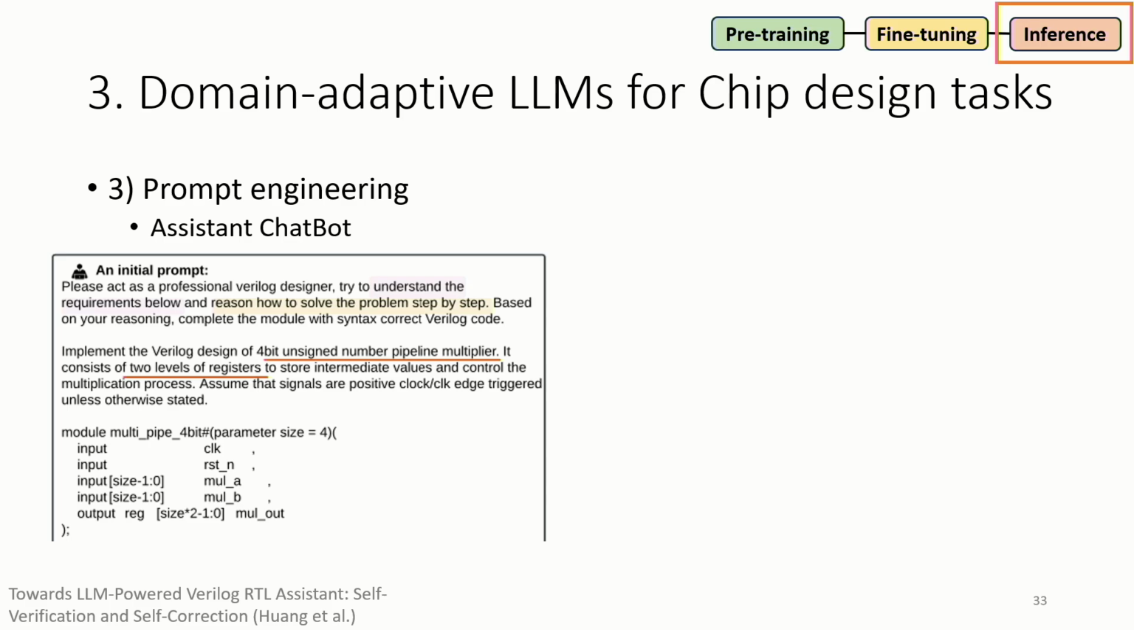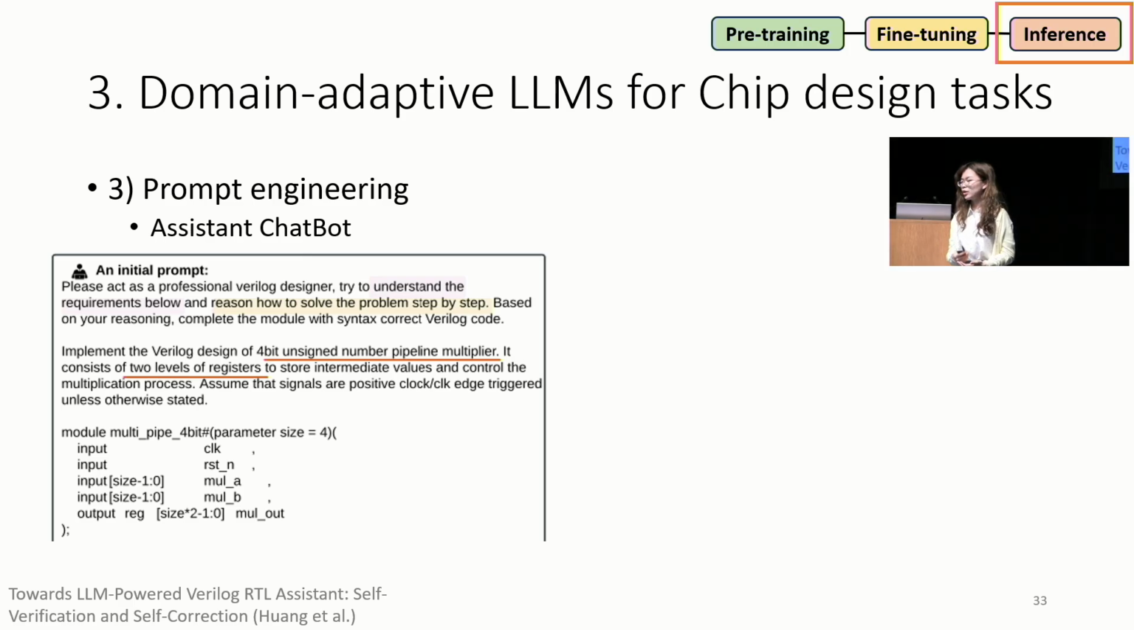So here is an example of the assisting chatbot. First of all, you can do role playing. You ask the model, "Please act as a professional Verilog designer, and try to understand the following description of the task." And then, what is the module definition? What is the specification for the inputs and outputs? And then ask the model to do the self-planning first, and then generate the code based on the planning.